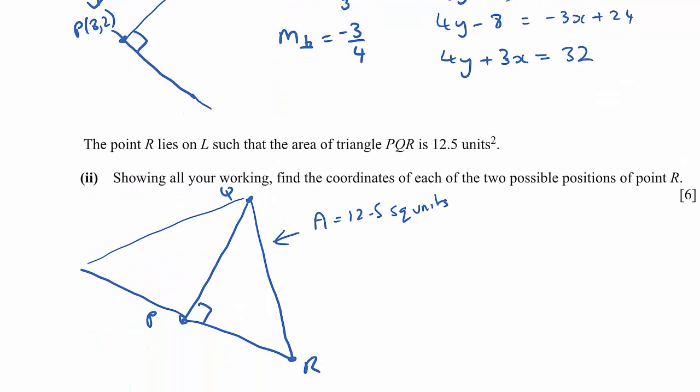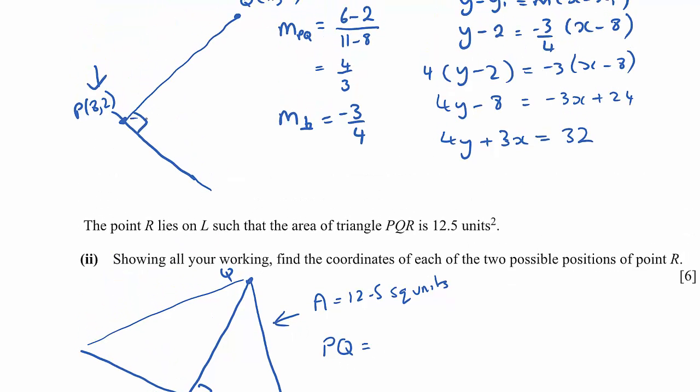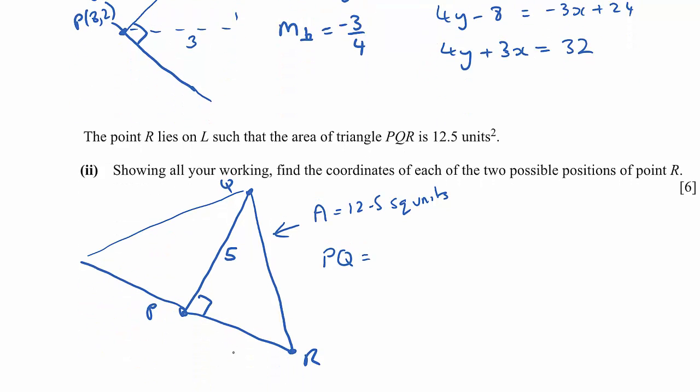Okay, so let's have a look at PQ. So the length of PQ, that's the height of this triangle. So from the gradient calculation, we can see that this is 3 across and 4 up, which means that length is 5. And so this distance has got to be 5 as well, because a half times 5 times 5 is 12.5. So it could be 5 this side or 5 that side.